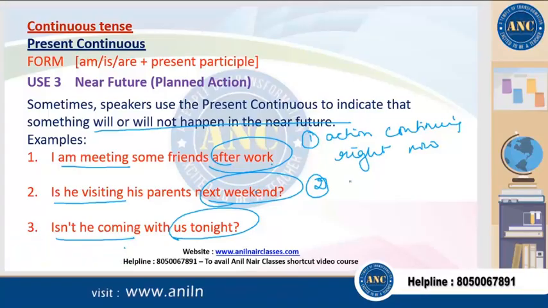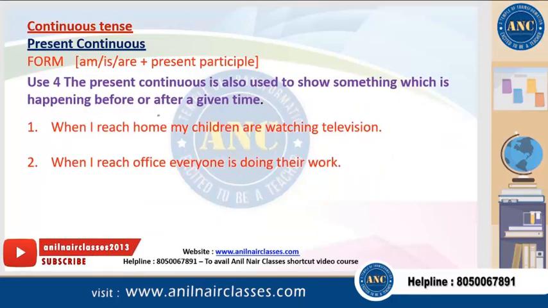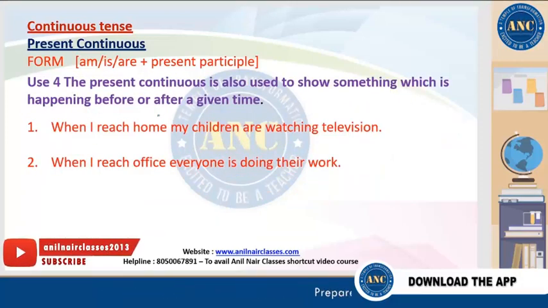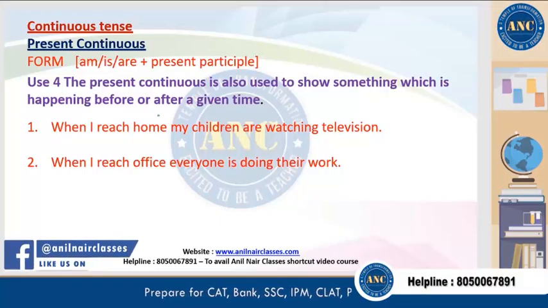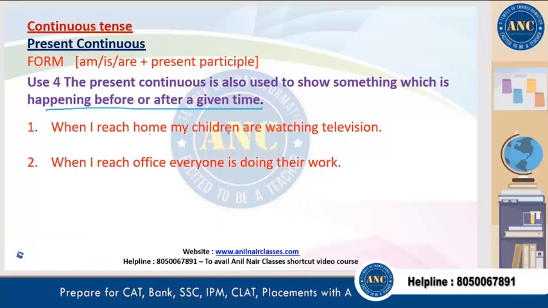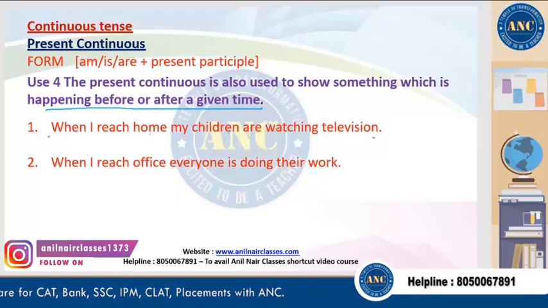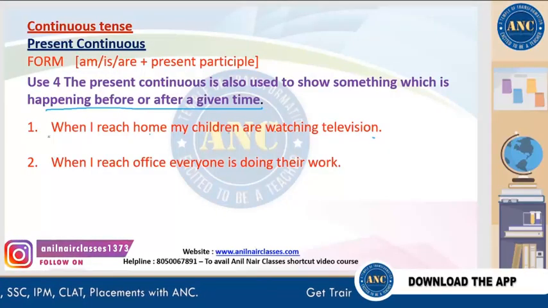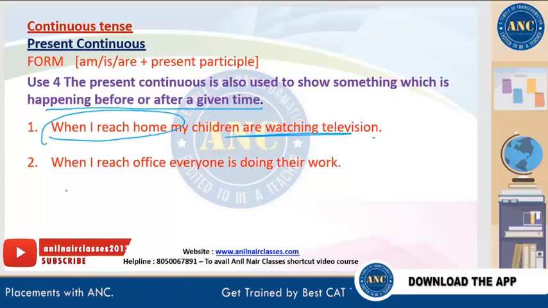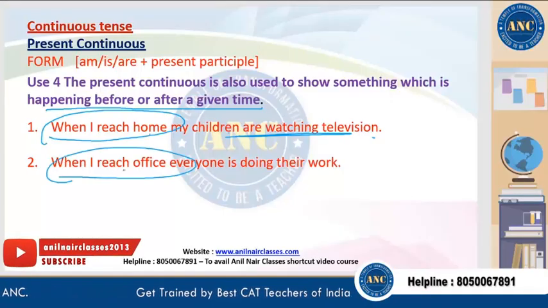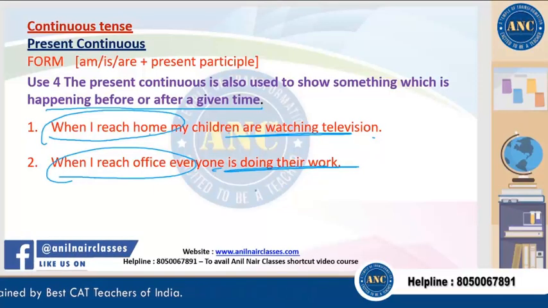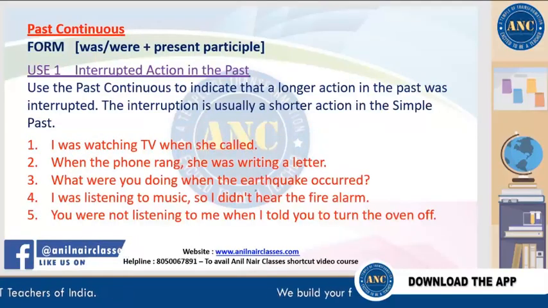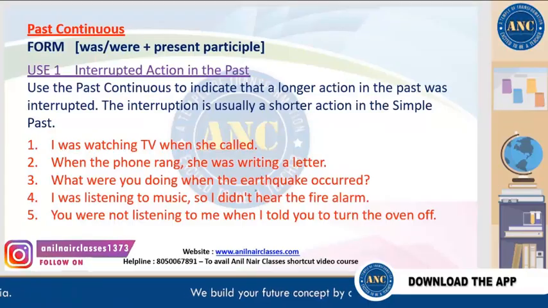Clear? The next one. The fourth, the present continuous is also used to show something which is happening before or after a given time. This is important. Before or after a given time. When I reach home, my children are watching television. So there is a particular time given. That is when I reach home at that particular time, my children are watching television. When I reach office at a particular time, everyone is doing their work. Is doing is consistently, right? So present continuous.